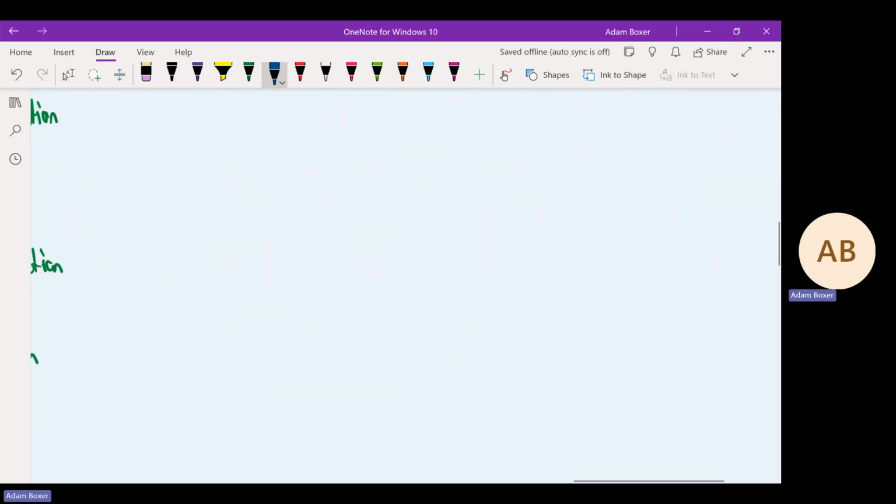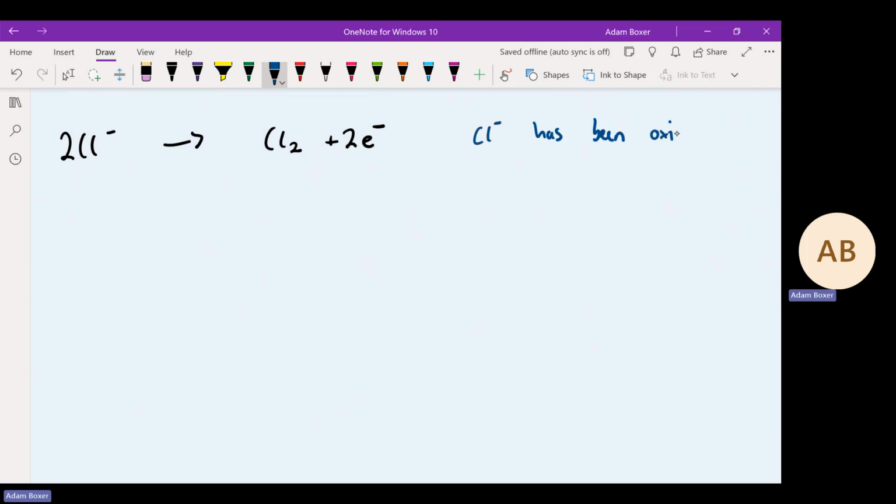Things get slightly more complicated when we talk about nonmetals. So let's look at one example that we were dealing with before. Let's say I've got 2 Cl minus forming Cl2 adds 2e minus. If you had to write a sentence for me, what would you write? Pause your video and write it down now. So I'm hoping that what you wrote was that Cl minus has been oxidized. It's lost electrons. These electrons have come from the Cl minus. And because it's lost electrons, it has to be an oxidation process.